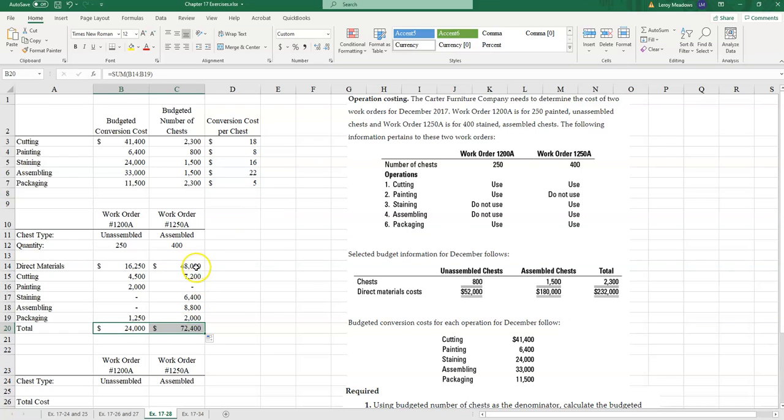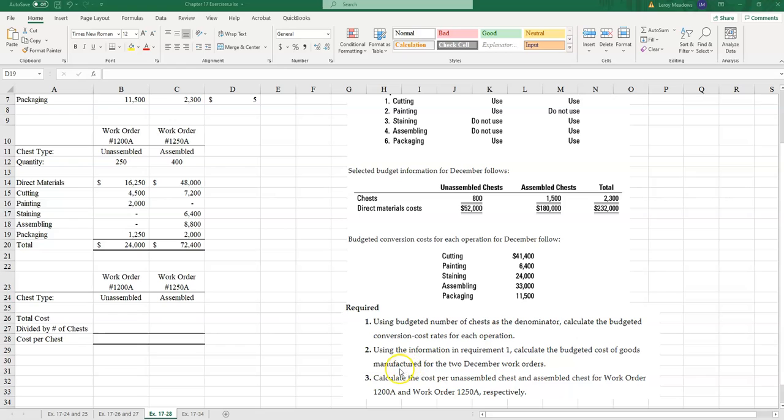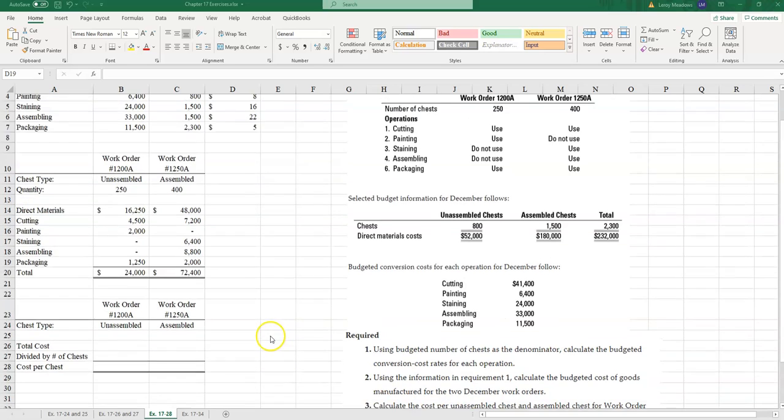So when I add up my total cost here, I'm going to get a total cost for work order 1250A of $72,400. So that is the cost of my work order. So now that's my cost of goods. Now I'm being asked to compute and calculate the cost per unassembled chest and assembled chest for work order 1200A and work order 1250A respectively.